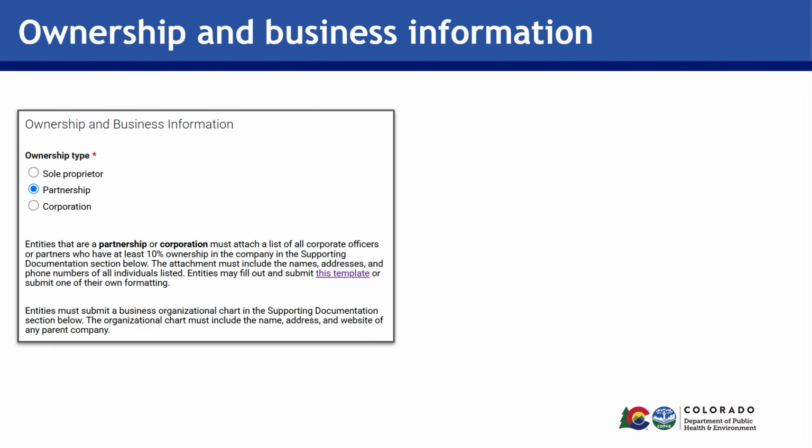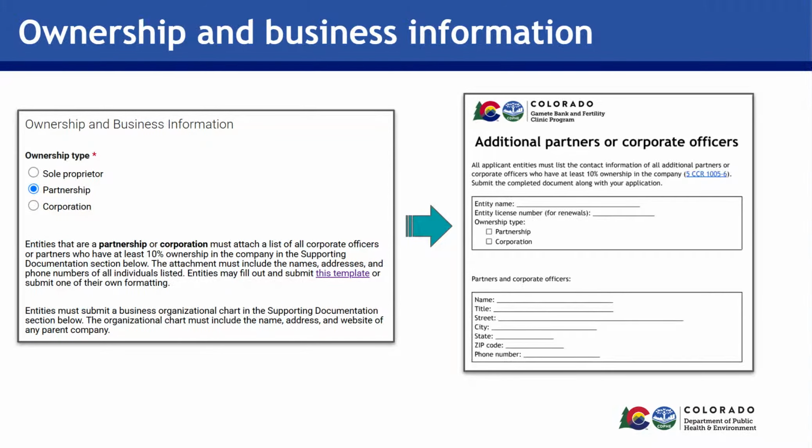Next, you'll need to indicate the type of ownership and business of your organization. Sole proprietors do not need to provide anything additional in this section, and they will enter the sole proprietor's information in the following fields.